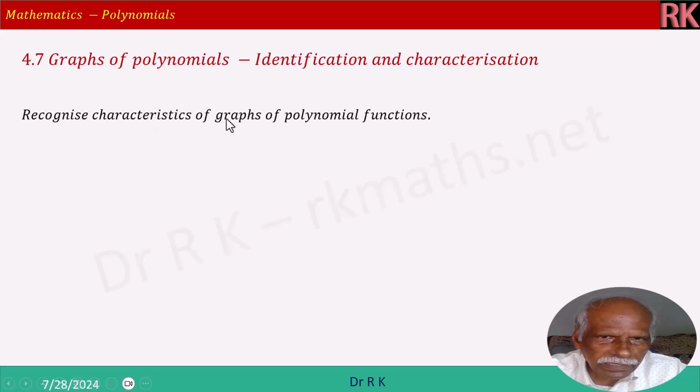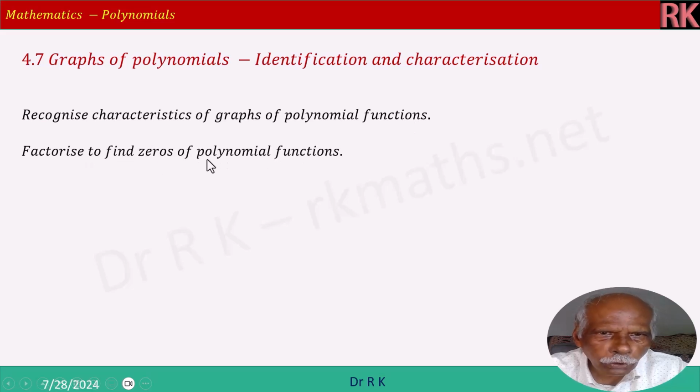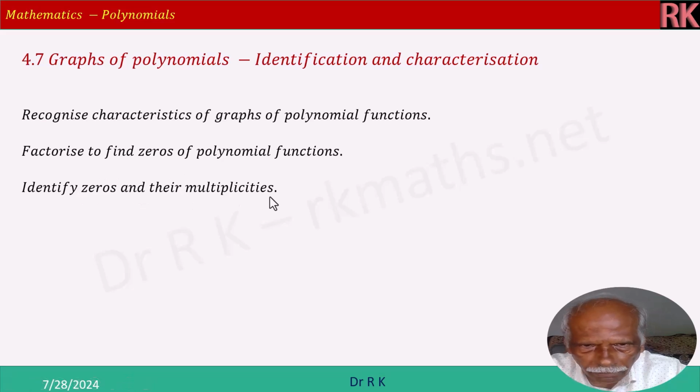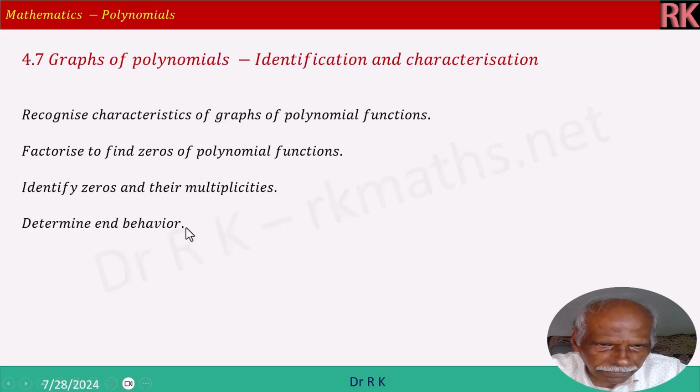Recognize characteristics of graphs of polynomial functions. That is what you should do. How do we do it? We will see. Factorize to find the zeros of your polynomial functions. We should know how to find out the zeros. These are all called x-intercepts. Identify zeros and their multiplicities. If you have multiplicity, then it will give you a linear behavior or quadratic behavior at those points. Determine the end behavior. This is called sketching, and the sketching factor is the leading term coefficient A.